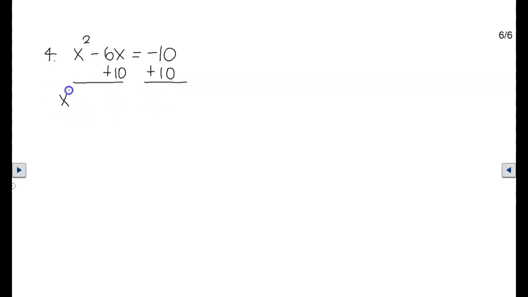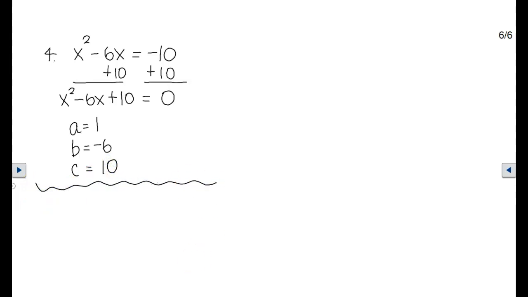So that's going to give us x squared minus 6x plus 10 is equal to 0. So a in this problem is 1, b is negative 6, c is 10. All right. Now that our problem is set up and ready to go, we will do the discriminant part of this.